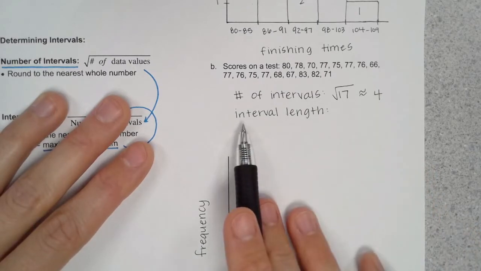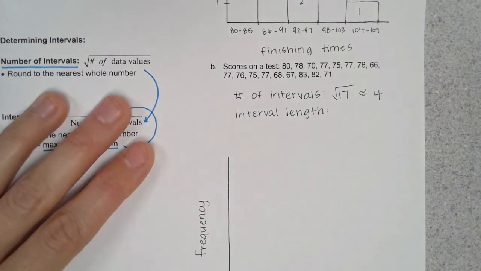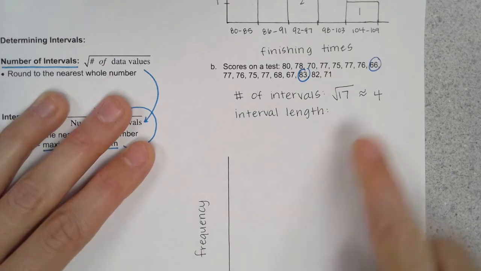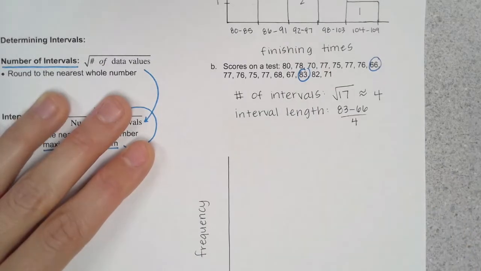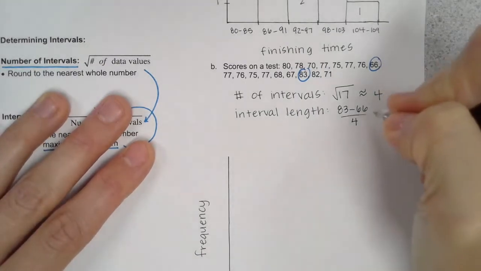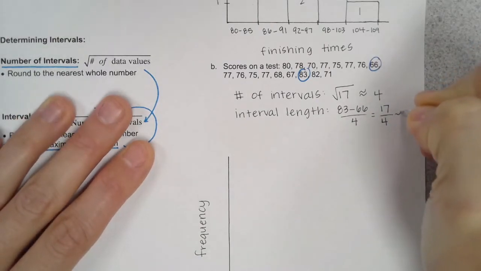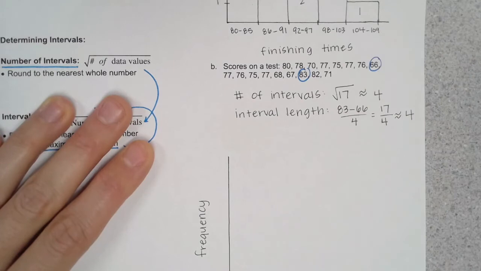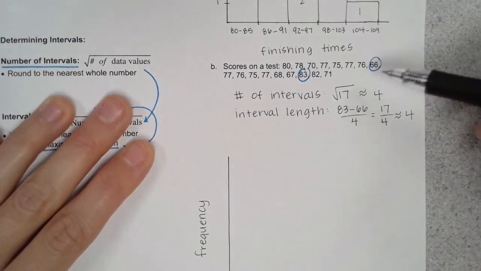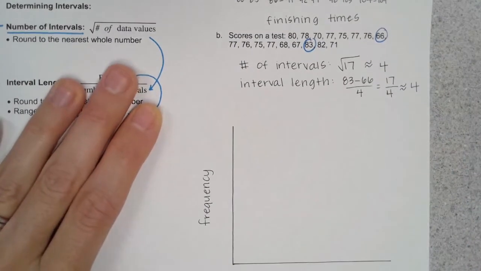And then with this one, for the interval length, I need to find the largest number in my list and the smallest number in my list, and then I'm going to find the range, and then I'll divide the range by the number 4. So 83 minus 66 divided by 4 is going to give me 17 divided by 4, which again, when I round that to the nearest whole number, that's approximately 4. So I'm going to have about 4 intervals. Each one of them will be 4 units long.